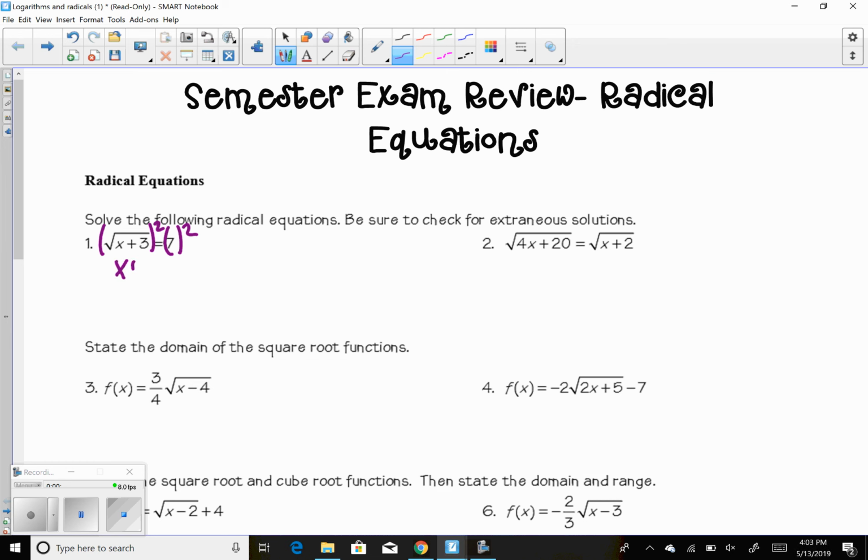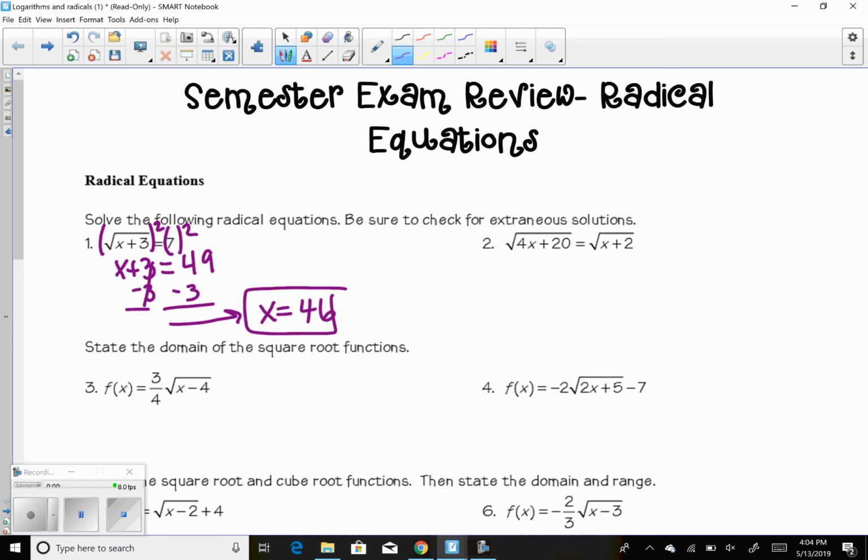You're left with x plus 3 equals 7 squared, which is 49. All right, so then it's just a linear equation. You need the plus 3 to go away. You subtract 3 from both sides, and you end up getting x equals 46. And when you check for extraneous solutions, it just means make sure if you plug it back in that it works. So if I plugged 46 in, 46 plus 3 is 49, square root, that's 7.